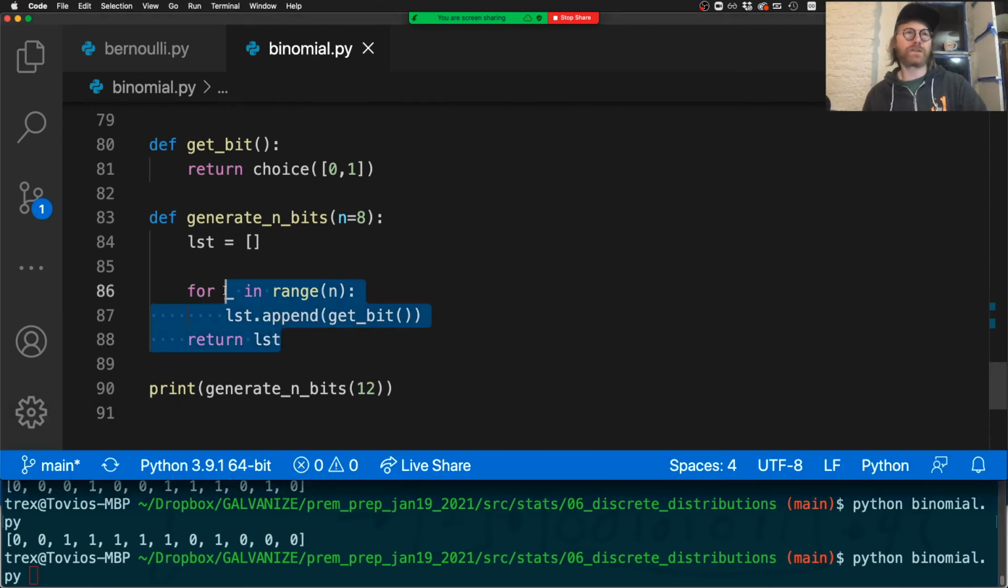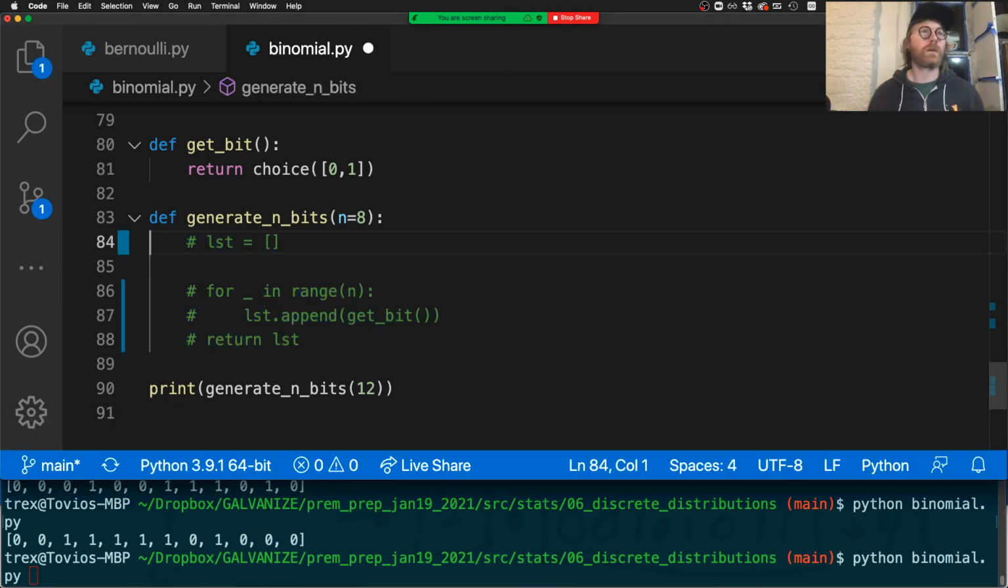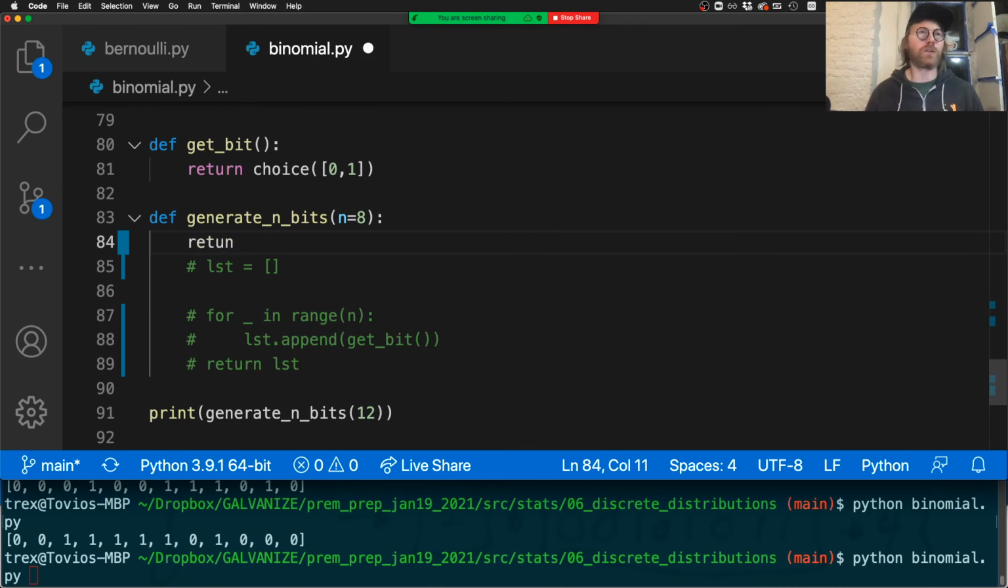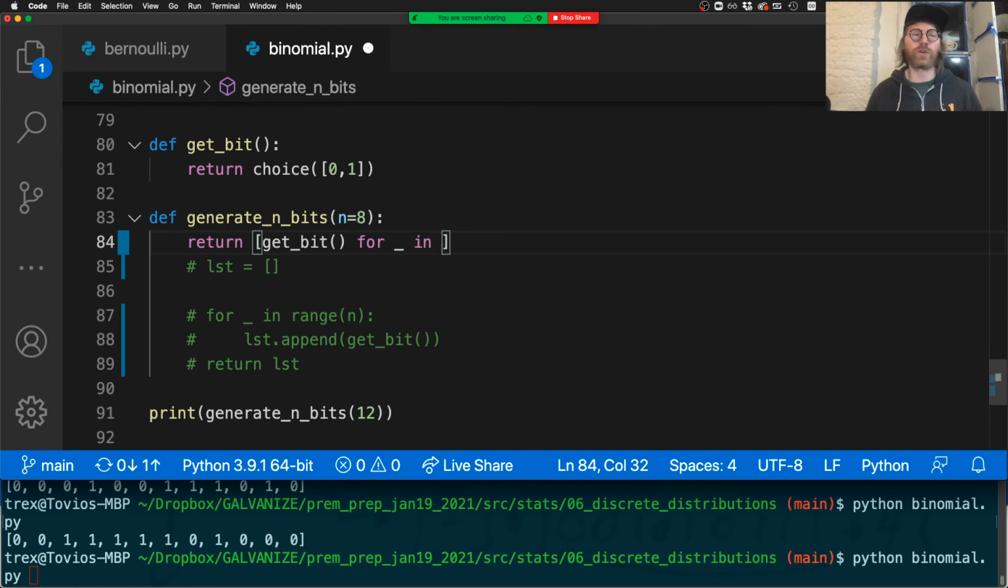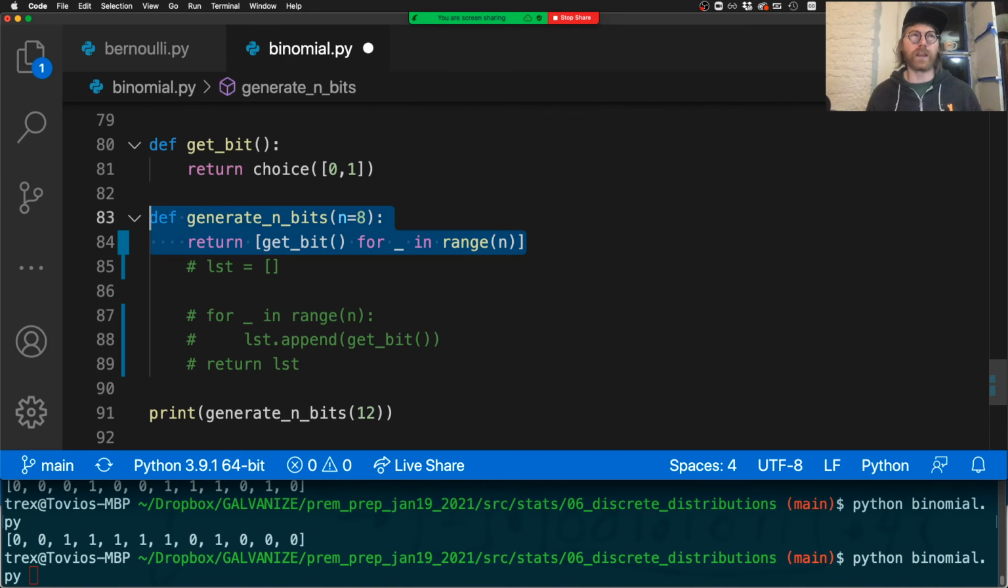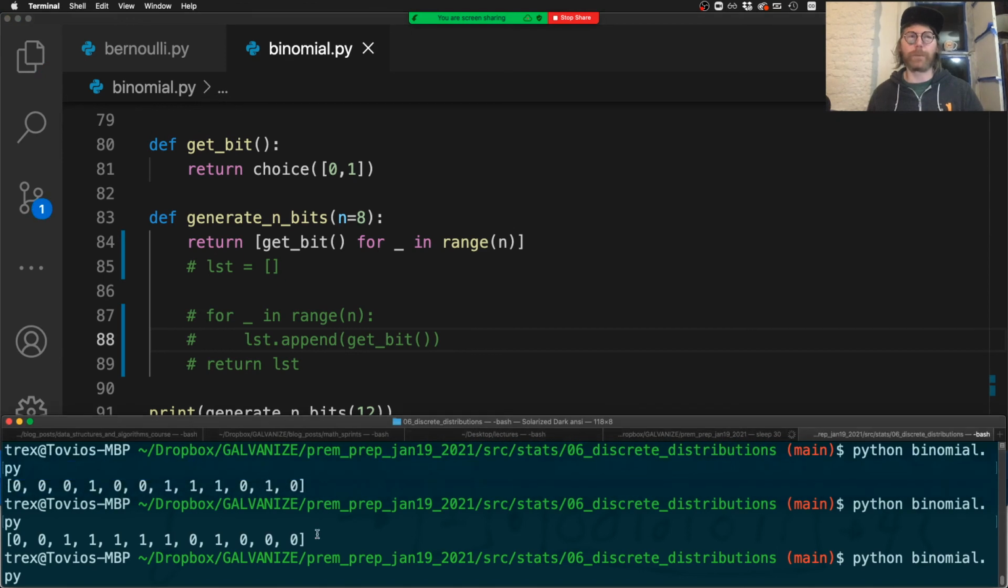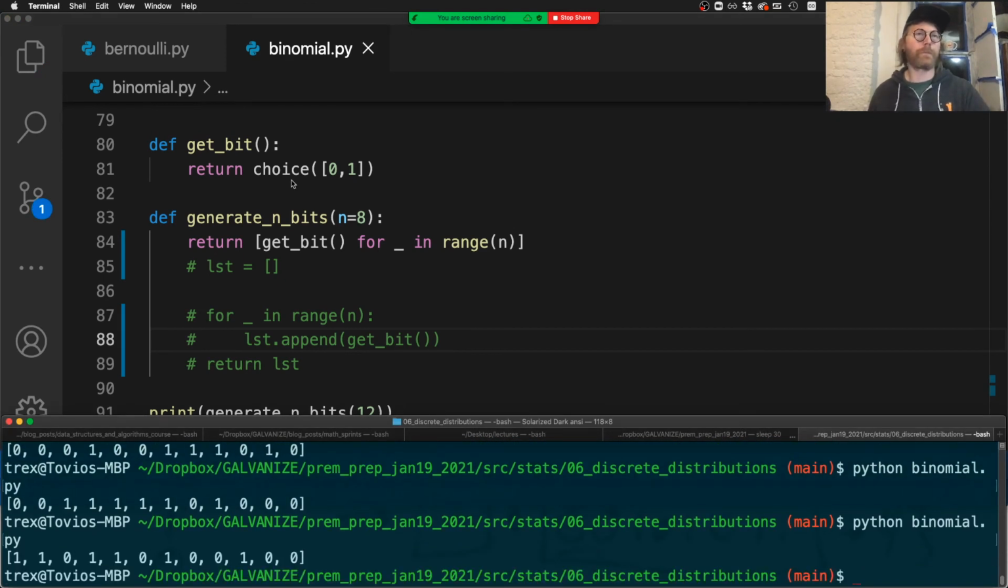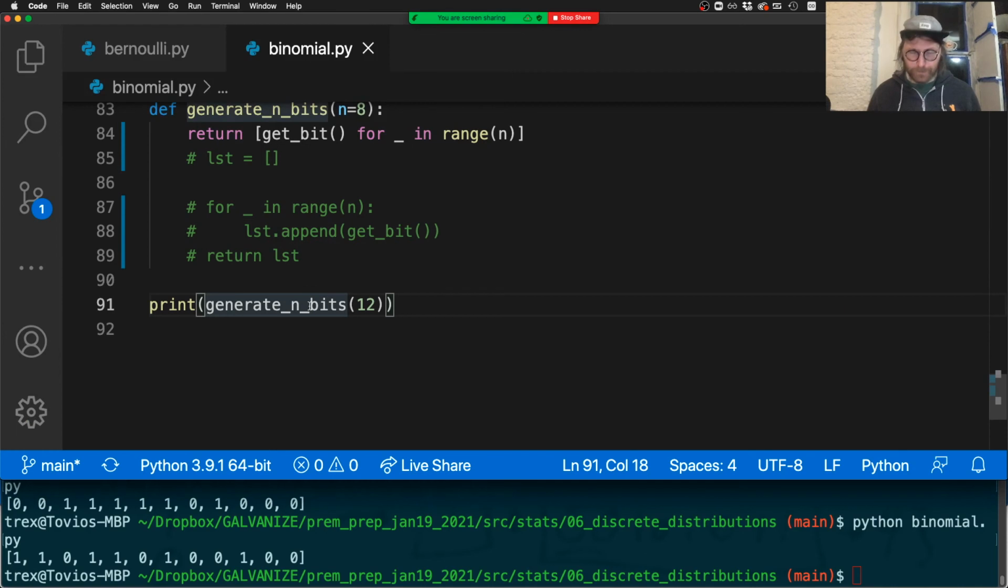I'm going to rewrite this to be a comprehension. It's one of those kind of ideal situations for a comprehension. So I'm going to get a bit for every iteration in a range, for whatever in range, the range of n. So that's just a short one-liner, two-liner, right? And that'll work in exactly the same way. Okay. So we have that.